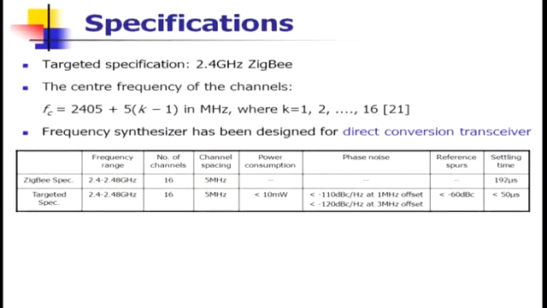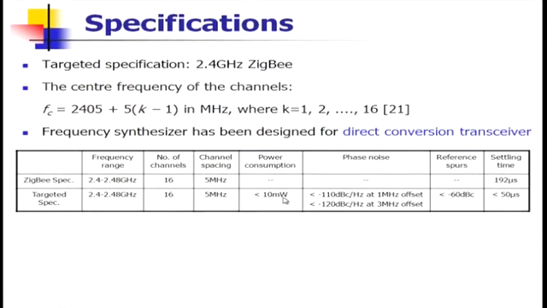So, with this background, let us go into our specification once more. So, what is there? You have a literature survey, you have previous work. So, we found that 2.4 to 2.4 gigahertz is my frequency range, 16 channels, 5 megahertz spacing, and phase noise whatever I will accept, settling time is 192, that is coming from the protocol.